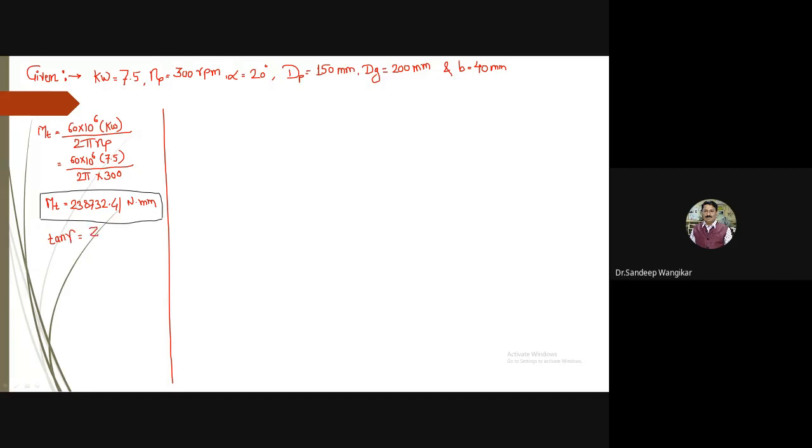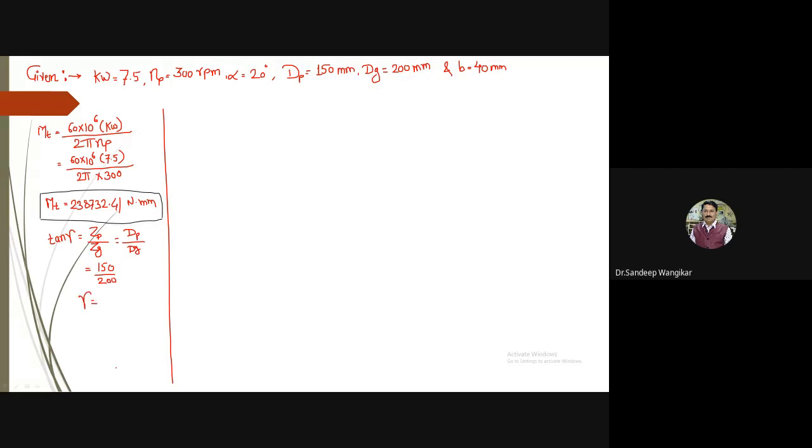Next, tan of gamma is ZP by ZG. The number of teeth is not given, so I can express ZP in terms of dP. dP is equal to m ZP, therefore ZP is equal to dP by m, and ZG is dg by m. The m gets cancelled, so it is equal to dP by dg. So it is 150 divided by 200. Tan inverse of this gives the value.